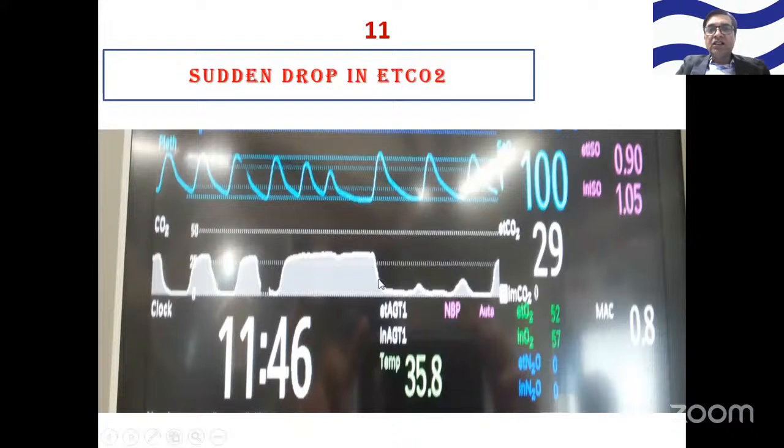So this is a sudden drop in ETCO2. That's the answer. You have a nice capnography waveform which is coming, and suddenly what has happened? There is a plateau, and then there is a sudden drop in ETCO2. Right? Now, this could be a dangerous scenario. This could be a very easy scenario also. So there are a lot of issues.